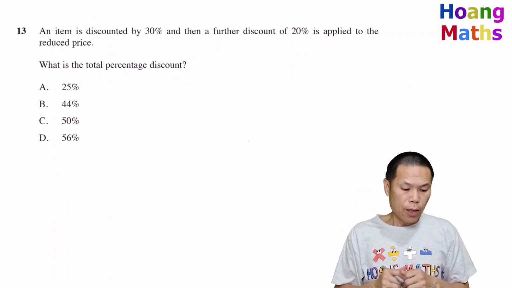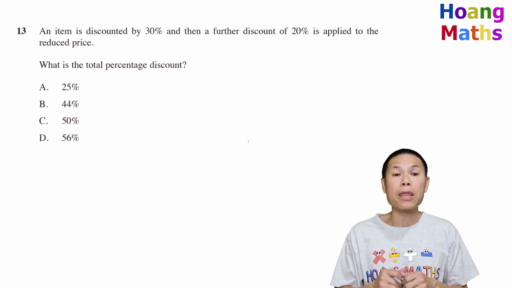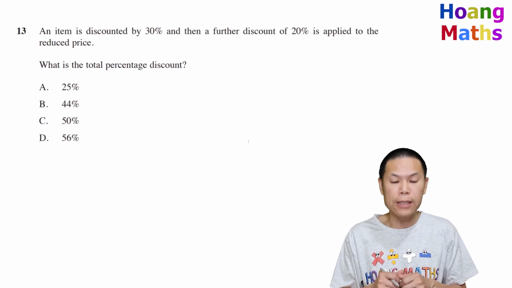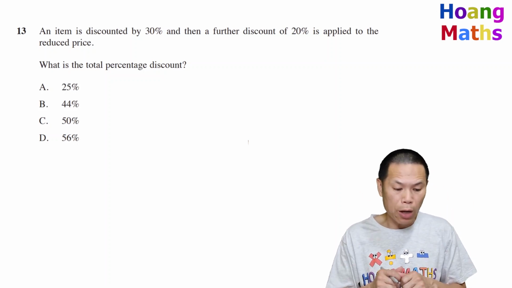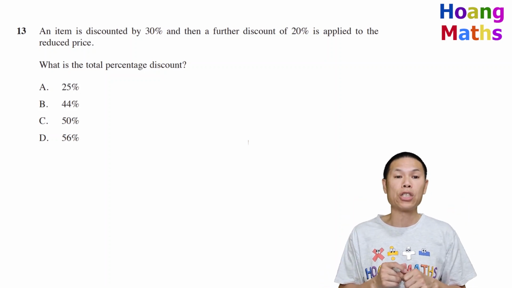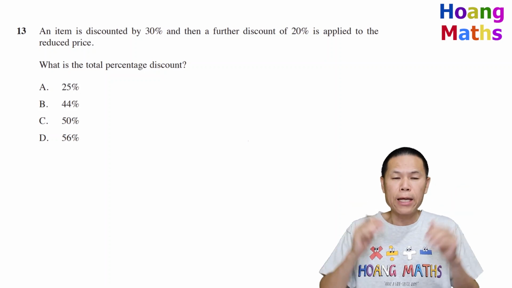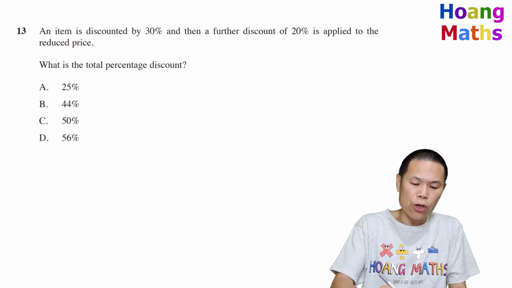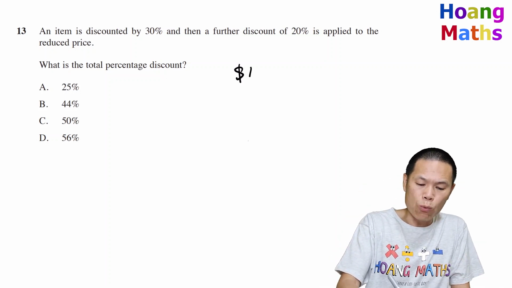Question 13. An item is discounted by 30% and then a further discount of 20% is applied to the reduced price. What is the total percentage discount? So let me just make the item that is $100. That is the price. Okay, $100.